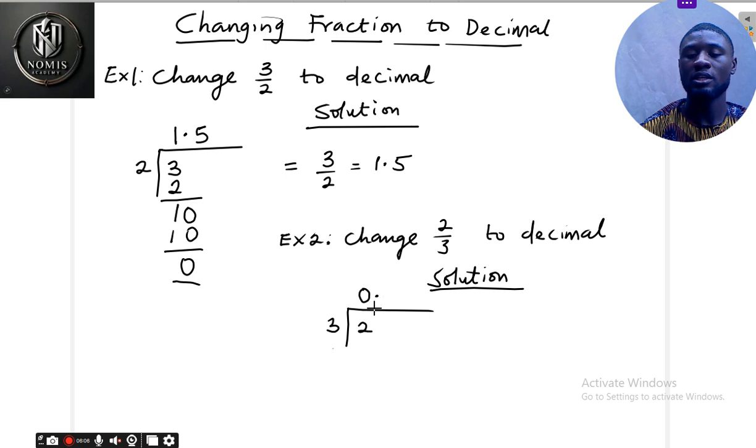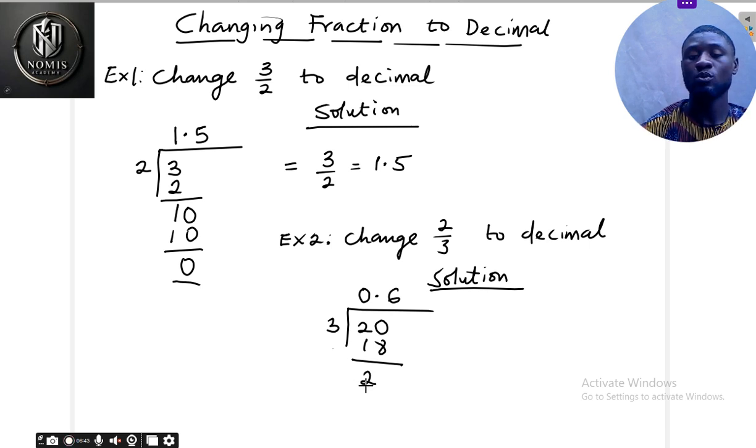When we put a decimal point, we can add 0 to this, making this 20. Remember, like we did at the other time, making this 20 does not mean that when we divide it, whatever we get is in tens. No, it's going to be in tenths. The place value of whatever we get begins from tenths, hundredths, and then thousandths. Now, 20 divided by 3, we have 6. 3 times 6 is 18. Subtract 18 from 20, we have 2.